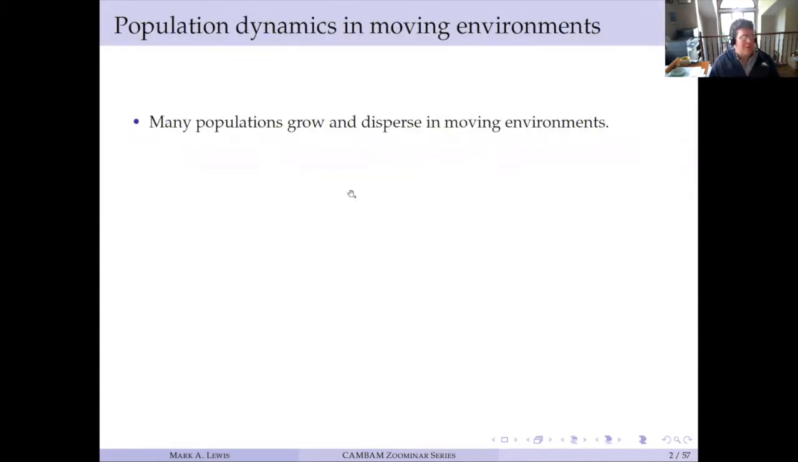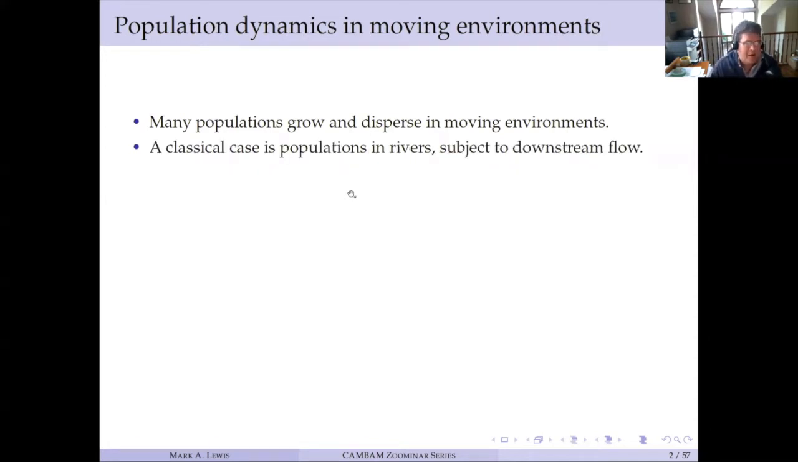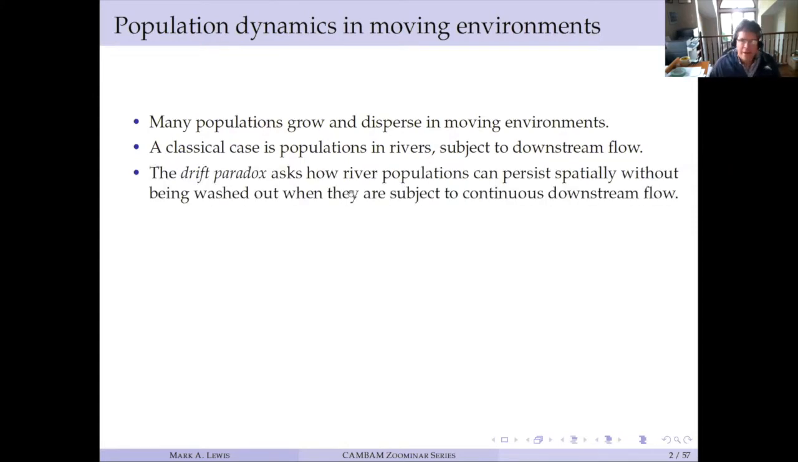So many populations grow and disperse in moving environments. And a classical case is populations in rivers that are subject to downstream flow. And actually, there was a paradox that has been asked since about the 1950s, which asks how river populations can actually persist spatially without being washed out when they're subject to continuous downstream flow.